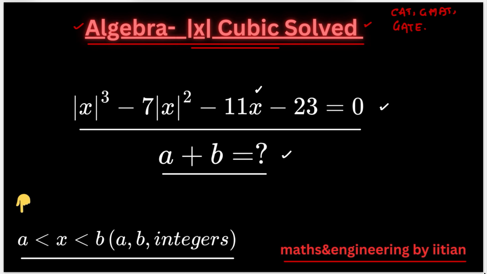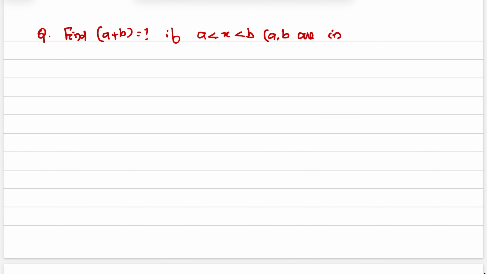Let's move further to solve this question. What is the question given? Find a plus b if a is less than x is less than b, and a and b are integers, satisfying the equation.